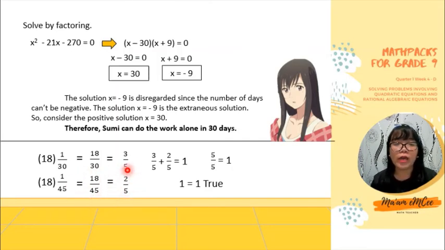So if we add 3/5 and 2/5, that should be equal to 1. So 3/5 plus 2/5: 3 plus 2 is equal to 5. We copy the common denominator, which is 5. So 5/5 is equal to 1, because 5 divided by 5 is equal to 1. So 1 is equal to 1, so it's a true statement. Therefore, indeed, our solutions are 30 and 45.